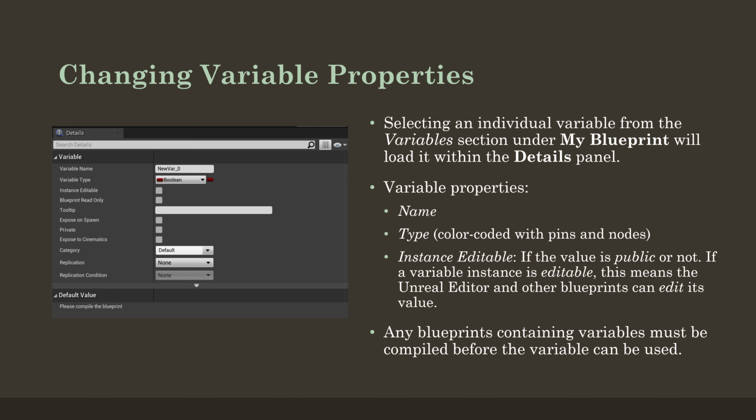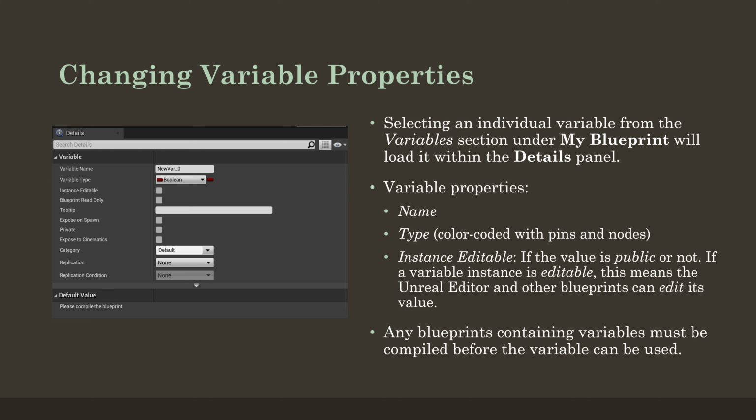So carrying over that same understanding of the technical terminology, Unreal uses this property, instance editable. If it is true, then it means this variable can be edited by the Unreal editor and potentially other blueprints. It is public. So instance editable is the equivalent of public or not.